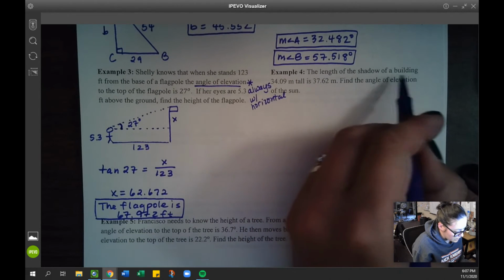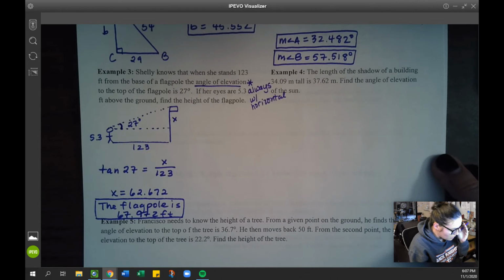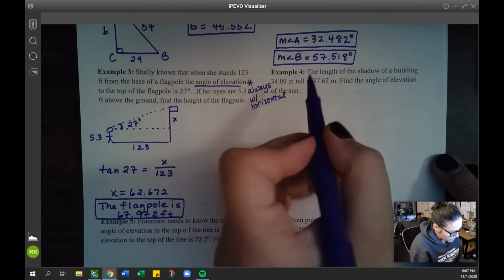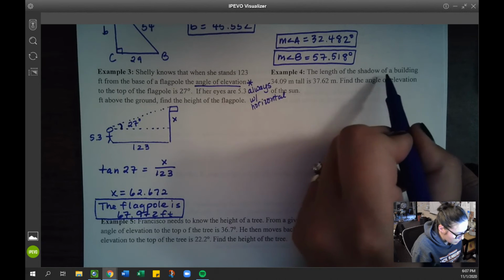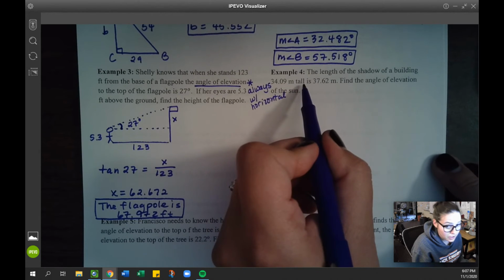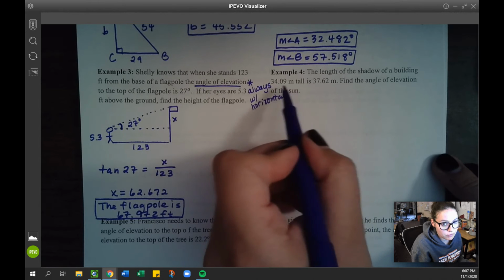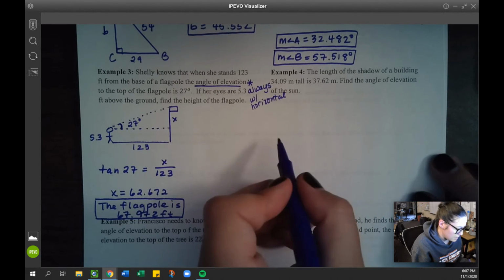The length of the shadow of a building is 34.09 meters tall. Wow, okay, that's a confusing sentence. The length of the shadow of a building, 34.09 meters tall. So that's saying the building is 34 meters tall and the shadow is 37 meters long.